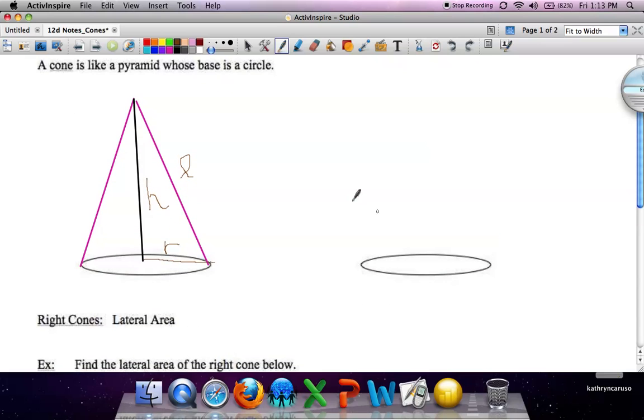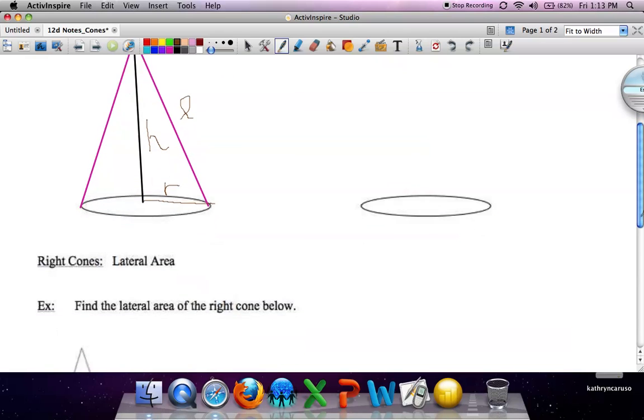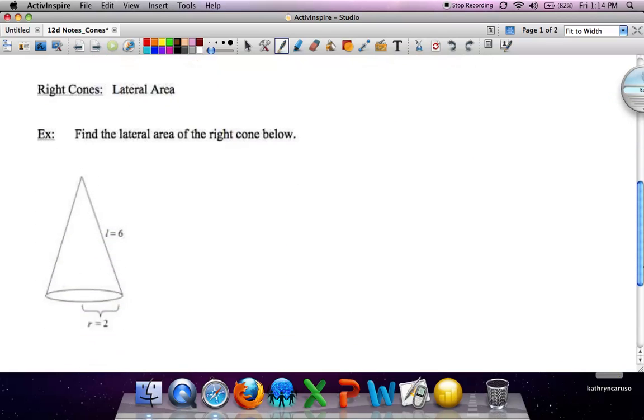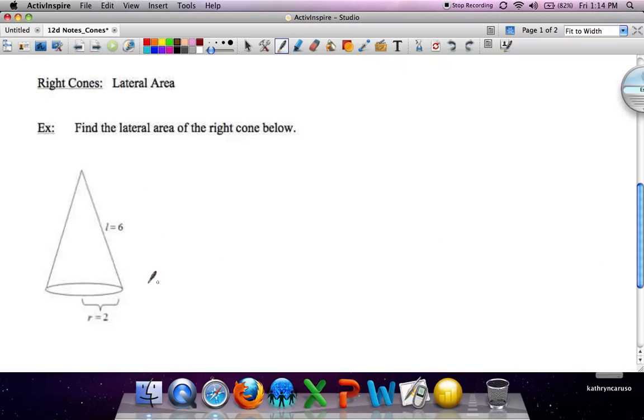There's also such a thing as an oblique cone, and we'll talk about that in class. But we're going to focus on lateral area of right cones. So to find the lateral area, that would be like unwrapping that cone. So the lateral area is the side. So I'm just going to have us think about the sides like this. If we were to unwrap that, what would it look like?